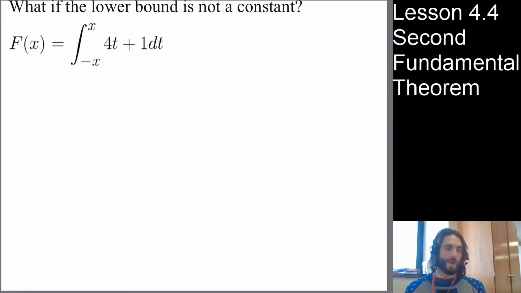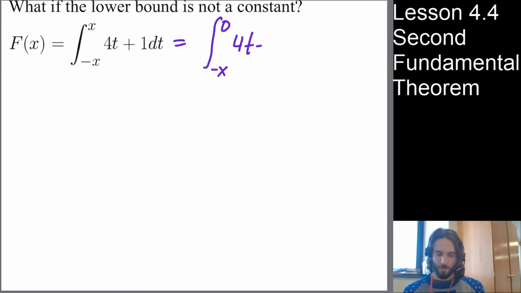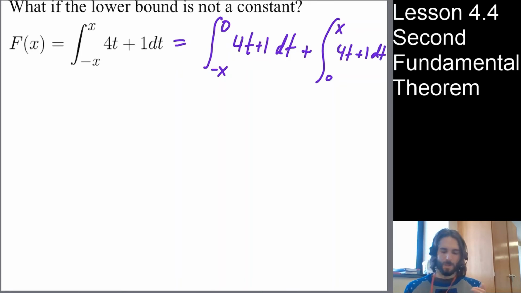Okay, the lower bound does not have to be a constant, but the way that we evaluate this situation to see what happens is we are going to rewrite this using the properties of integrals so that it is a constant. So we're going to take the integral from negative x to 0 of 4t plus 1, and then from 0 to x of 4t plus 1. Oops, I didn't mean to put equals there, I meant to put plus. So now we have two integrals with constants.